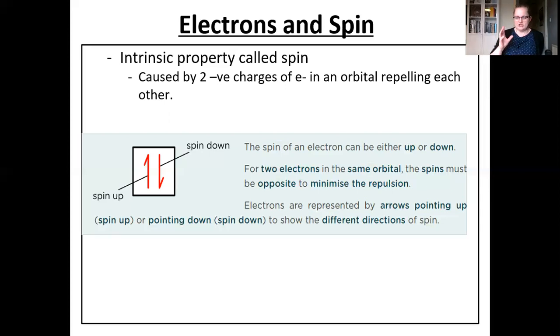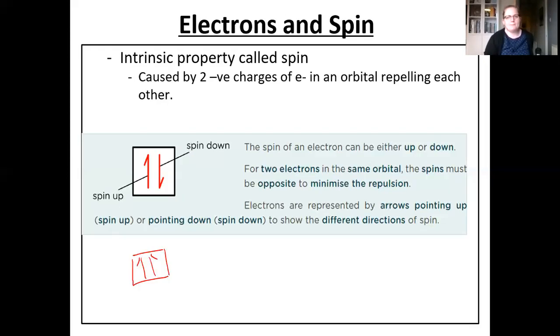And this is what actually happens. So one will be spinning upwards, one will be spinning downwards, and that's going to minimize the repulsion. Repulsion is still going to happen because they're both negative charges, but it's going to minimize that repulsion. So you cannot have 2 electrons in an orbital both spinning up, for example. So we represent the electrons by arrows pointing up for spin up or pointing down for spin down to show the different directions of spin. So if we drew it like this, we could not get electrons spinning like this, where they're both spinning up. It just doesn't happen. It doesn't work like that.